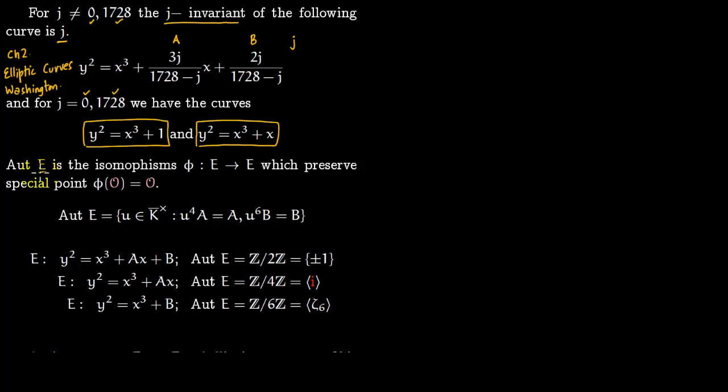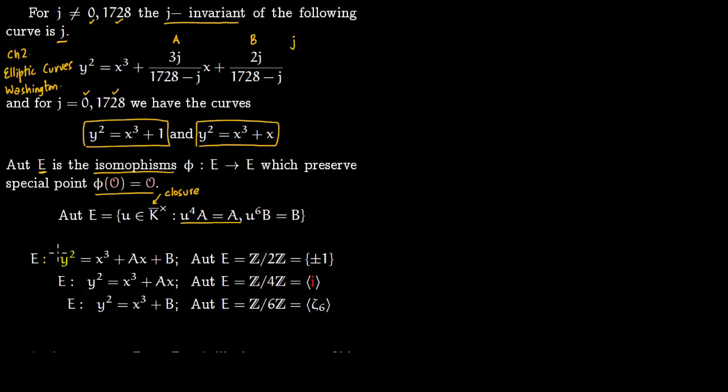An automorphism of an elliptic curve E is an isomorphism going from E to E, which preserves our special point. So the automorphisms of two isomorphic curves are given like this: all the elements u which are non-zero but lie in the closure of the field. So notice there's a K bar, the closure. And this was our condition for isomorphism: u^4 A is equal to A and u^6 B is equal to B.